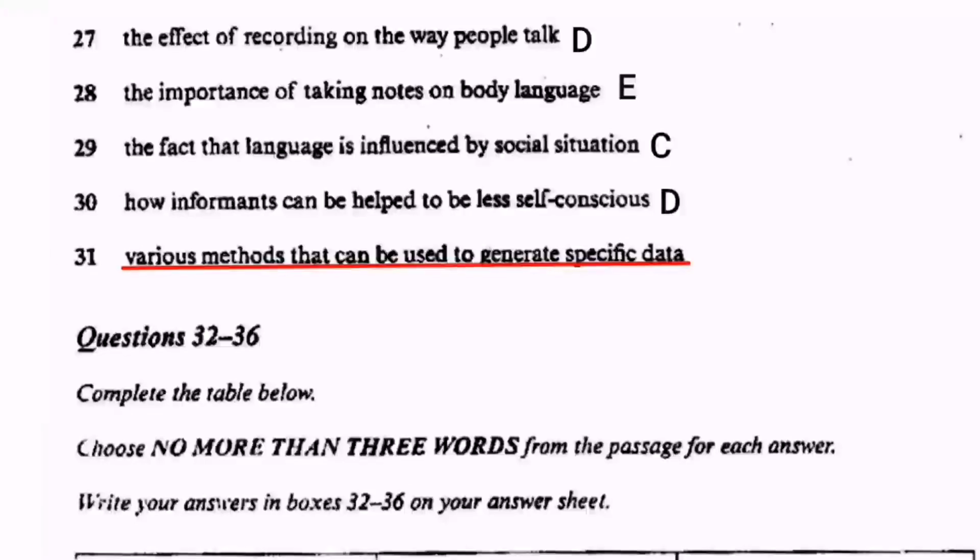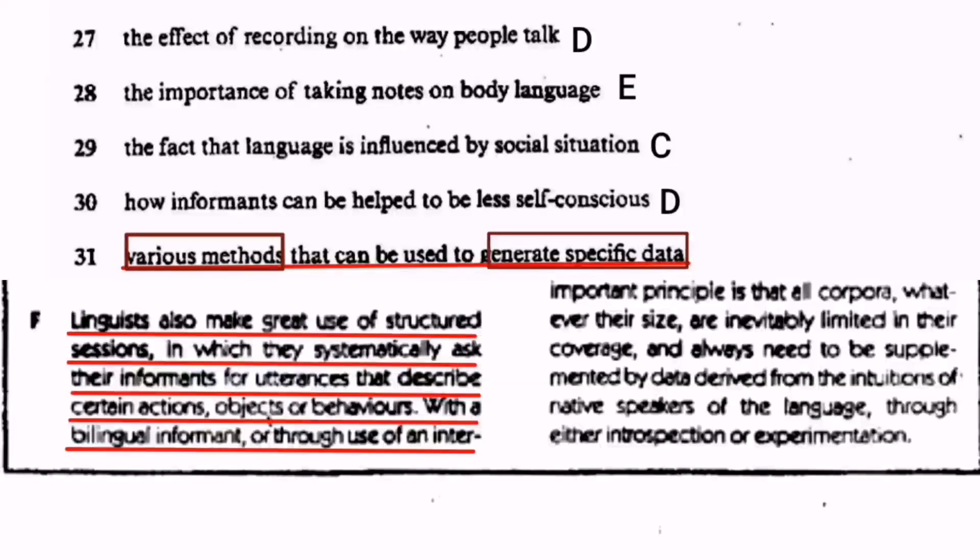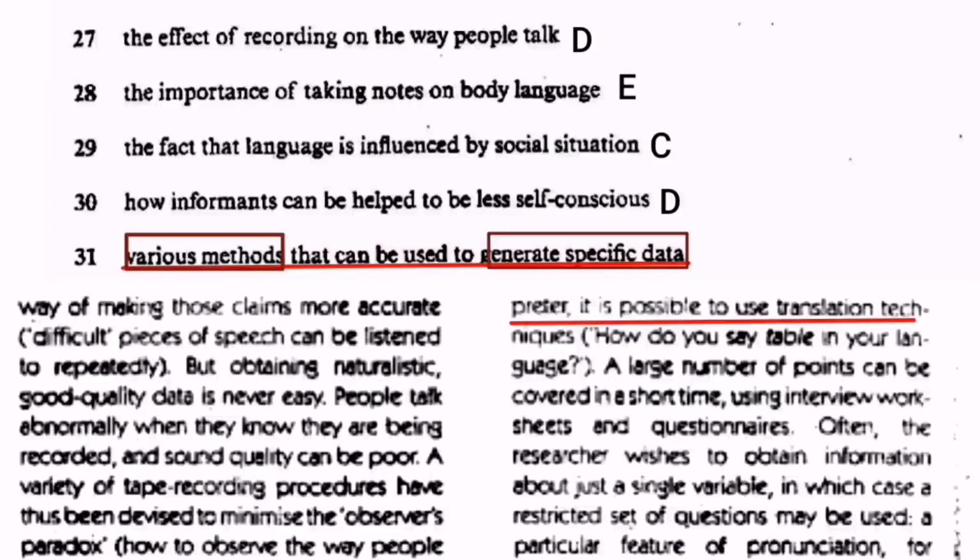Question number 31. Various methods that can be used to generate specific data. Various methods and generate specific data are the keywords. So we have to find a paragraph in which various methods of generating data are given. Let's read paragraph F. Linguists also make great use of structured sessions in which they systematically ask their informants for utterances that describe certain actions, objects, or behavior with a bilingual informant. Bilingual informant means speaker of two languages, or through use of an interpreter, it is possible to use translation technique. So we have found the first method, and that is the translation technique.